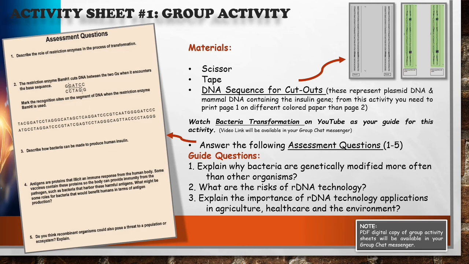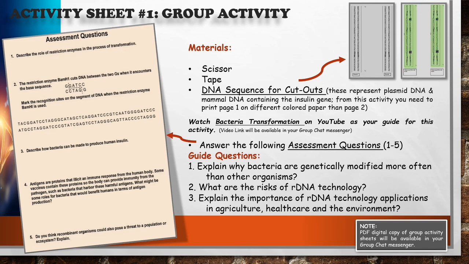For your group activity, you're going to use a simple paper model to simulate and learn about the process used by genetic engineers to modify bacteria. Materials to be used are the following: scissors, tape, and DNA sequence cutouts. These represent plasmid DNA and mammal DNA containing the insulin gene. From this activity, you need to print page 1 on different colored paper than page 2. And then, watch bacteria transformation as your guide. You're going to answer the following assessment questions, modified, as well as the guide questions.